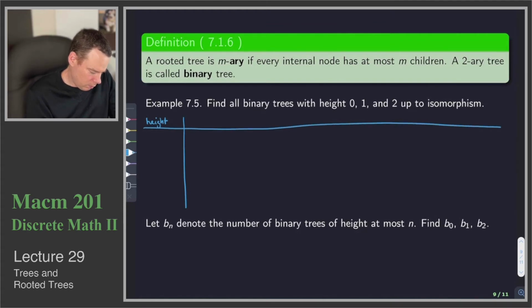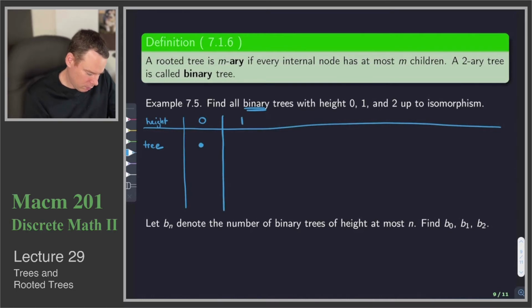And so this will be height 0, and we will draw the tree in here. At height 0, again, we are searching for binary trees here. What could it look like? Well, height 0 means that it's just the root. There are no children off of it. So that's it for height 0.